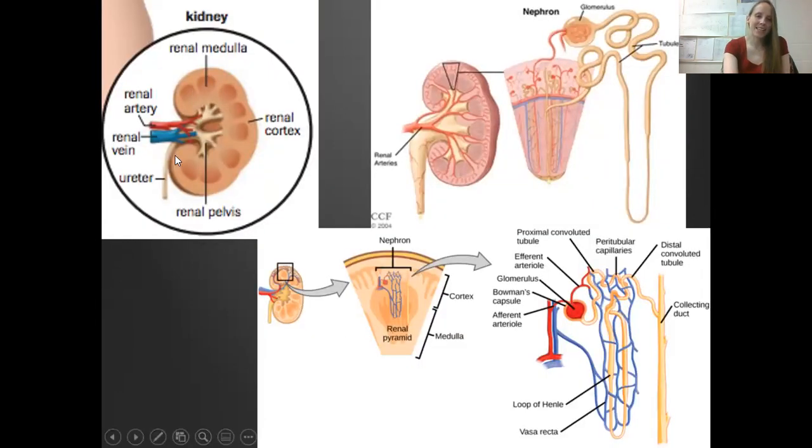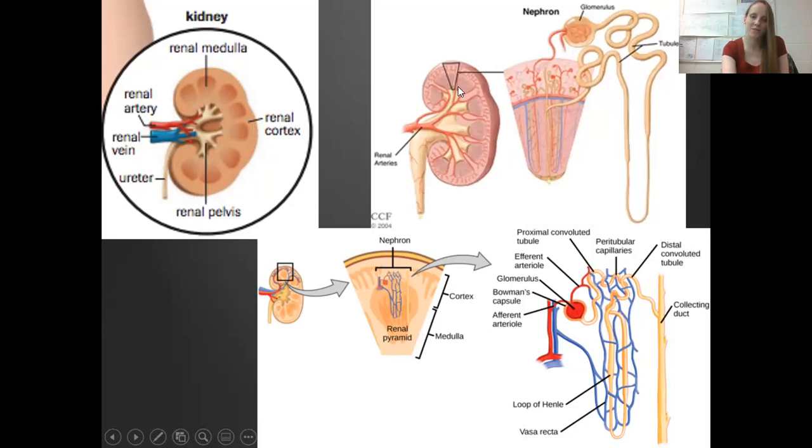So yeah, this is a kidney here. This hollow part in this area is the renal pelvis. The white is the ureter that comes in and then branches out once it gets into the renal pelvis. These darker spots are the renal medulla, and then the pale outside layer is the renal cortex.